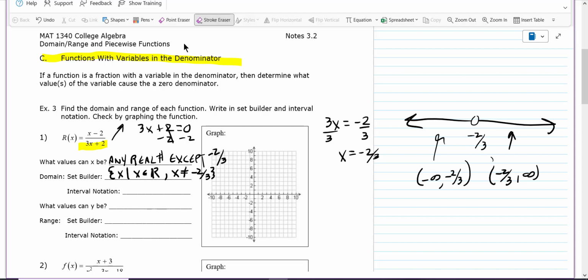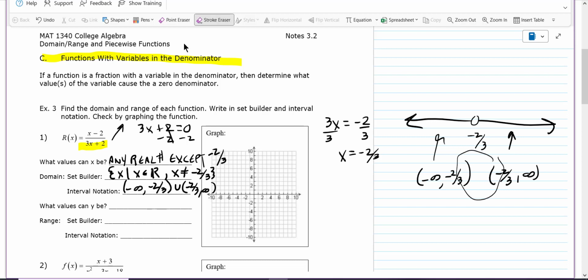The reason I don't use brackets is because if you use brackets, then you're telling me that it's okay for negative 2/3 to be a value of your function, and it isn't. So your interval notation is written as negative infinity comma negative 2/3 with a parenthesis, union, negative 2/3 comma infinity, like that. So that's how you write an interval. It's every number on the number line except negative 2/3. Does that make sense to you? So what's going to happen when you do a domain of a fractional function?